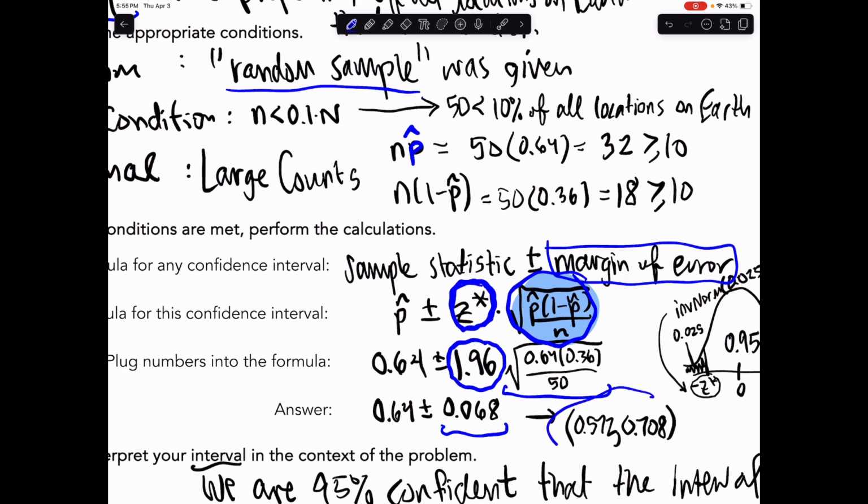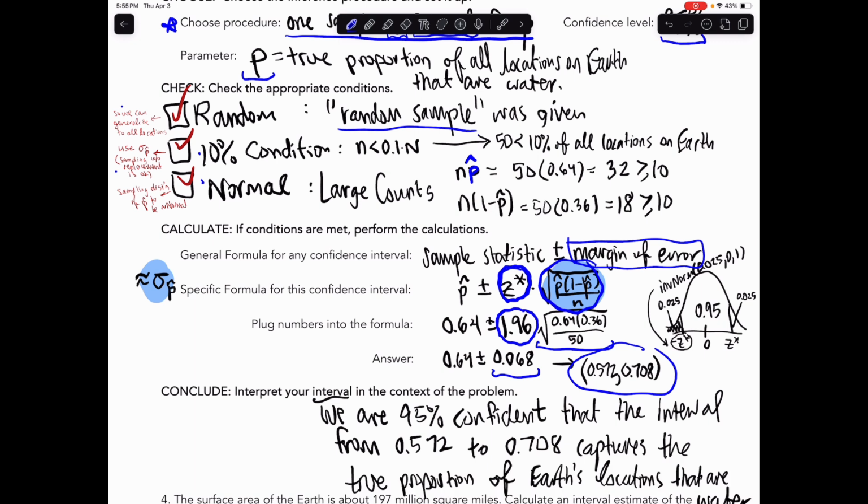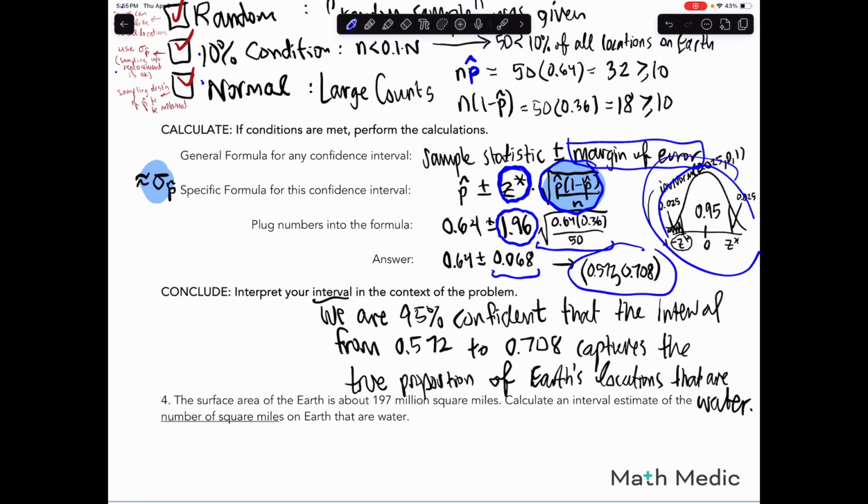So we did get an interval out of this, and then we had to interpret it as our last part of the 4C method. And this stuff we'll get to in just a moment in the slides. But to conclude, we said, hey, we are 95% confident that the interval from blank to blank captures the true proportion of Earth's locations that are water. So we did a pretty good job.